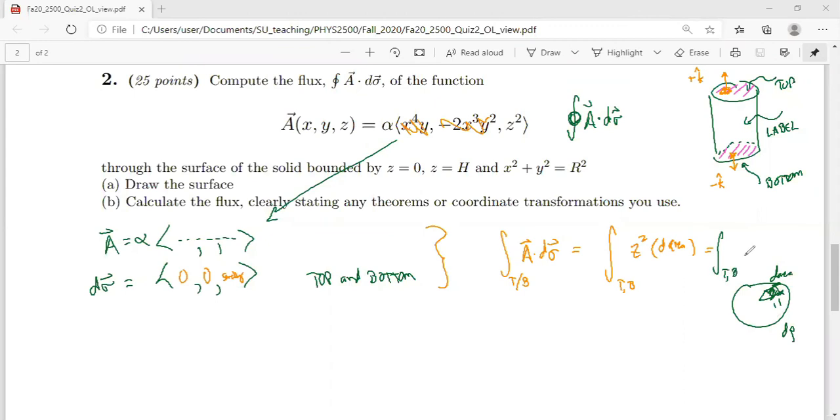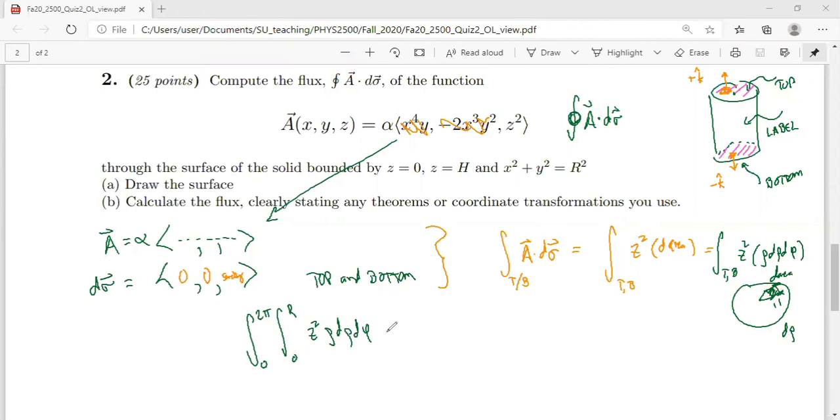So the integrand is z squared, rho d phi. And then the limits are, I go all the way around the circle and I go from 0 to h. Writing that out once, the difference between the top and the bottom is just the fact that at the top z is h and at the bottom z is 0. We get the integral from 0 to 2 pi and then 0 to r of z squared rho d phi.